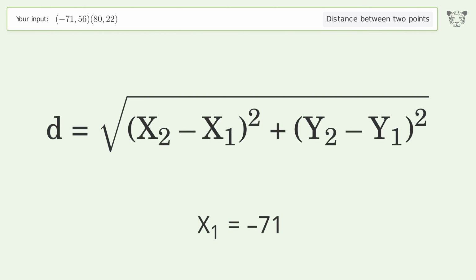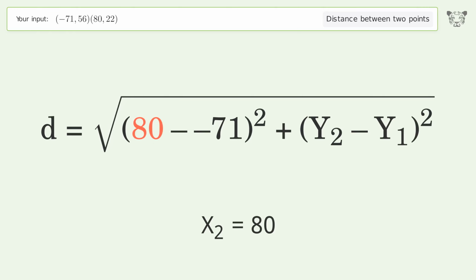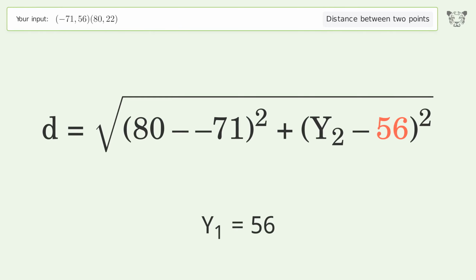x1 equals -71. x2 equals 80. y1 equals 56. y2 equals 22.